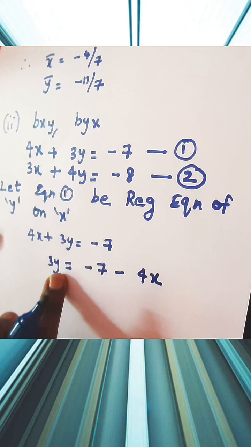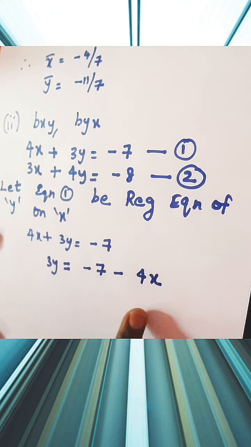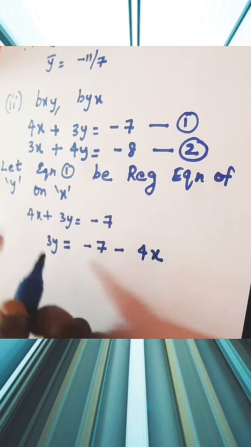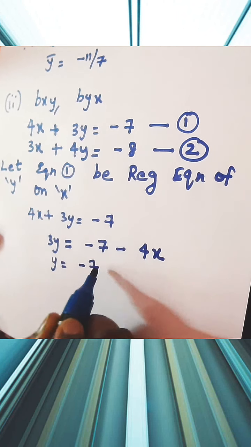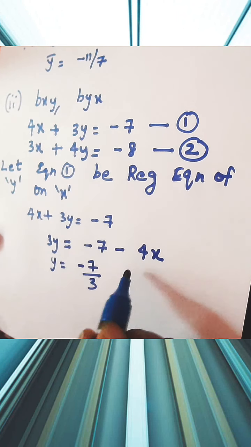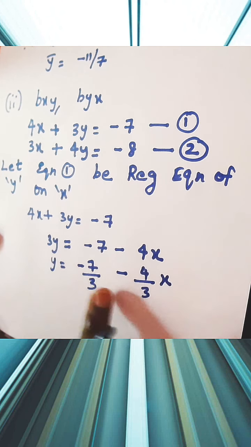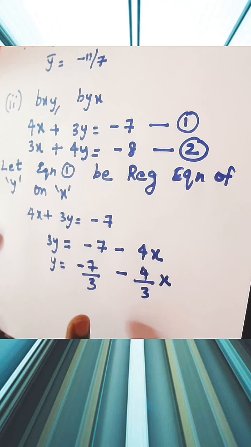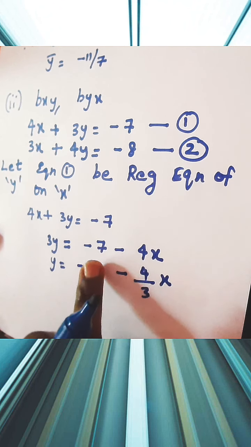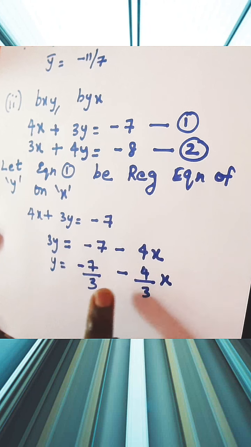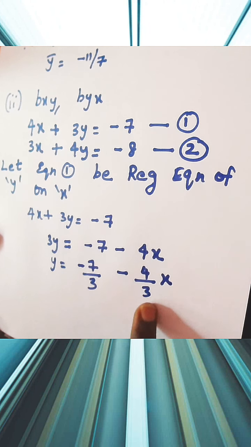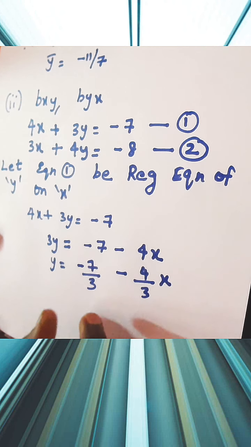3 times y. The 3 is in multiplication. When it comes to the other side, it becomes division. So y is equal to minus 7 by 3 minus 4 by 3 into x. This is in multiplication; when you come to the other side, it becomes division. I have divided negative 7 by 3 and minus 4x by 3. Instead of putting the entire term divided by 3, each term is divided by 3. This is also fine.